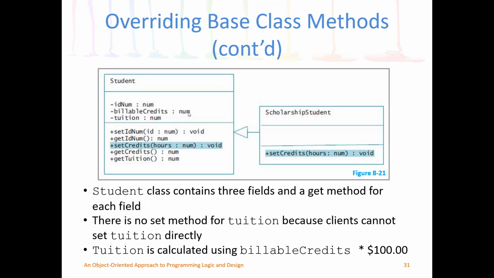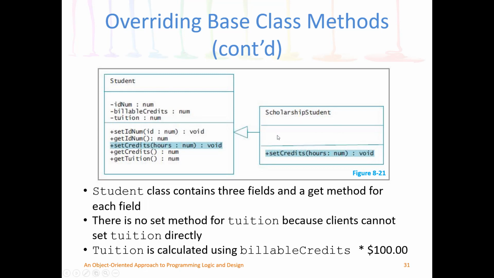So there's my student. I have 3 attributes and a set and a get for the ID number, a set and a get for the credits. And I only have a get for the tuition because the tuition is going to be based on how many credits I have. And the tuition is calculated using billable credits, as it says down here, times 100. So that's how I'll get my tuition. Now, this is the parent class, student.